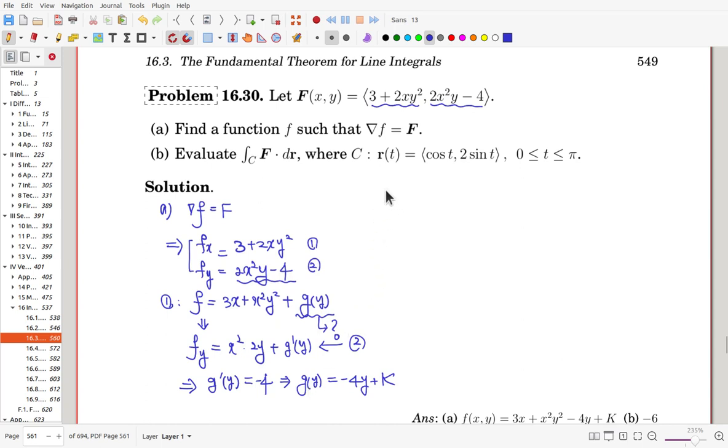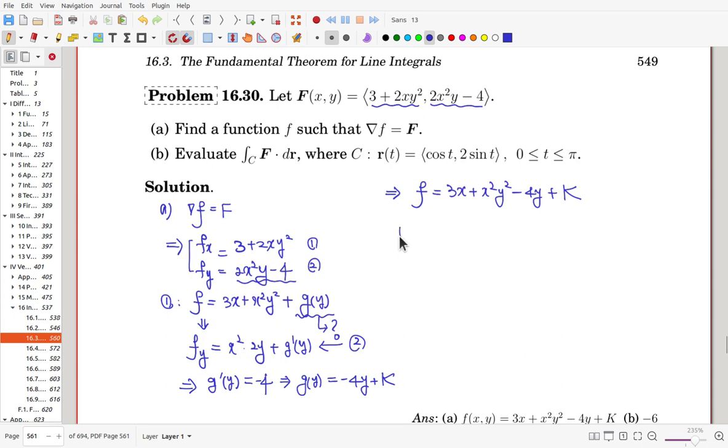So we can conclude f is 3x plus x squared y squared minus 4y plus k. Okay, that's it for part A.